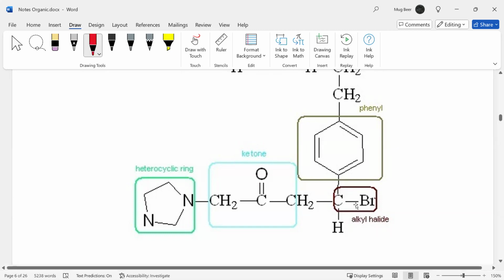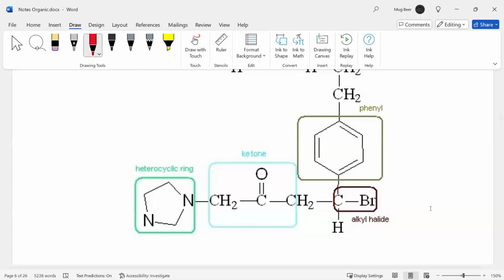Okay. This next one is called an alkyl halide. This is one of the halogens, fluorine, attached directly to the carbon. It has to be terminal because the halogens can only make one bond. So they're always going to be on the outside, on the edge or the side of the molecule.